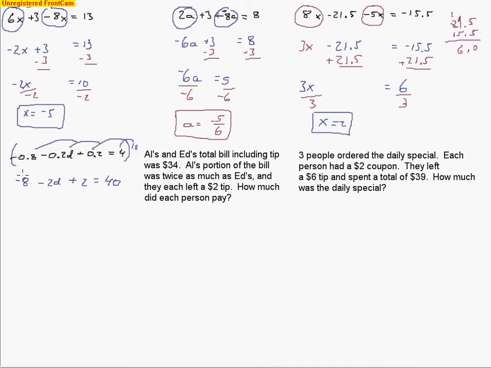And so from this point we're combining the constants this time. Again, subtracting because they're opposite in sign. So negative 6 minus 2d equals 40. And then from this point we're just doing opposite operations.